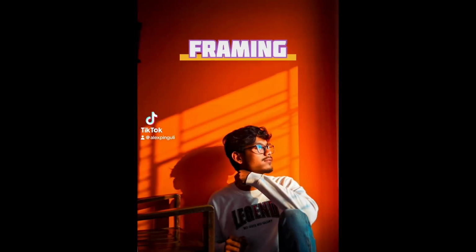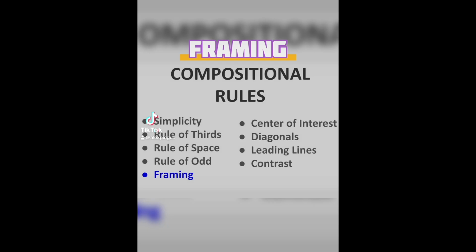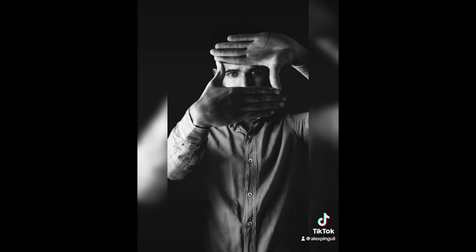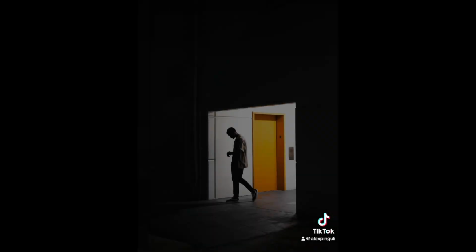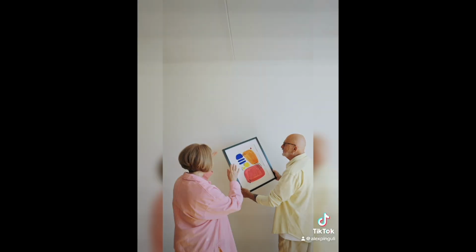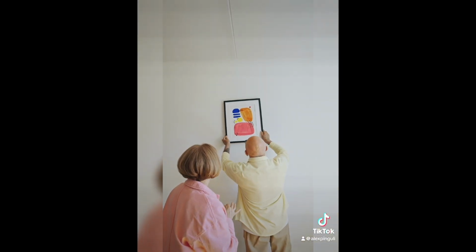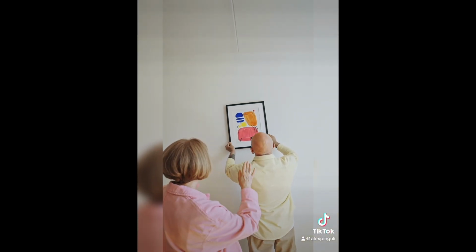Here is a quick way to improve your photos. Apply compositional rules like framing. Framing involves using elements in a scene to surround and frame your subject. Framing does so by isolating your subject from the rest of the image. Have you noticed how framing artwork makes it feel complete and cohesive? The same effect occurs in photography.